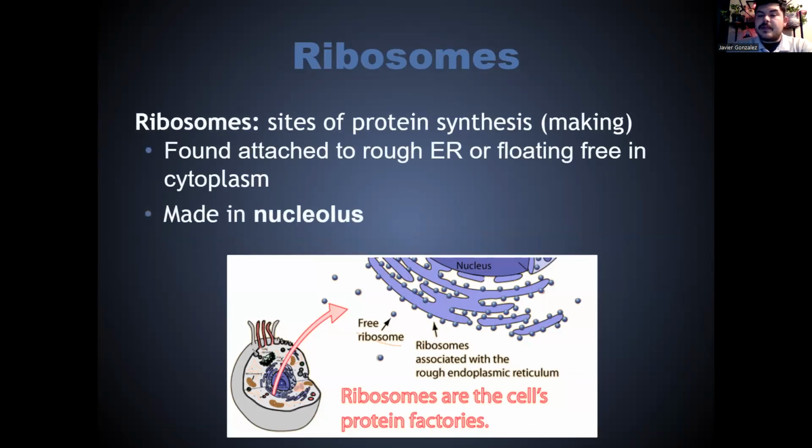Ribosomes. They're the sites of protein synthesis, which synthesis is another term for just making something. It's found attached to the rough ER, floating free in cytoplasm. And these are all made inside of the nucleus. Right here, we see the little diagram. You have the nucleus right here and the nucleolus right here in the very center of the nucleus. And then on the outside of it, you have, I guess, wave-like patterns. And these little balls are the ribosomes, and they're associated with the rough endoplasmic reticulum. We call it rough because of how, I wouldn't say jagged, but how separated and wave-like this seems.